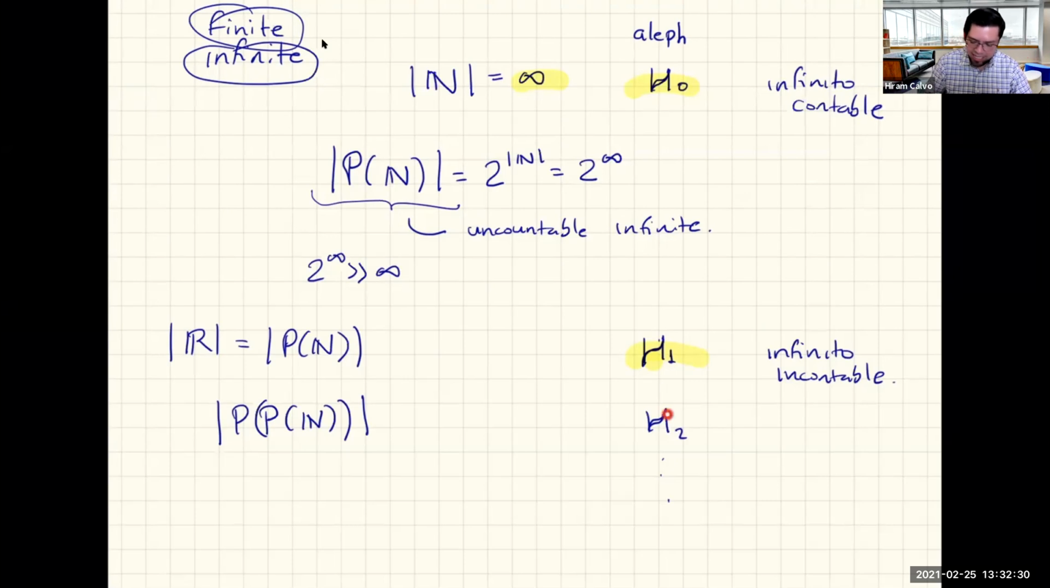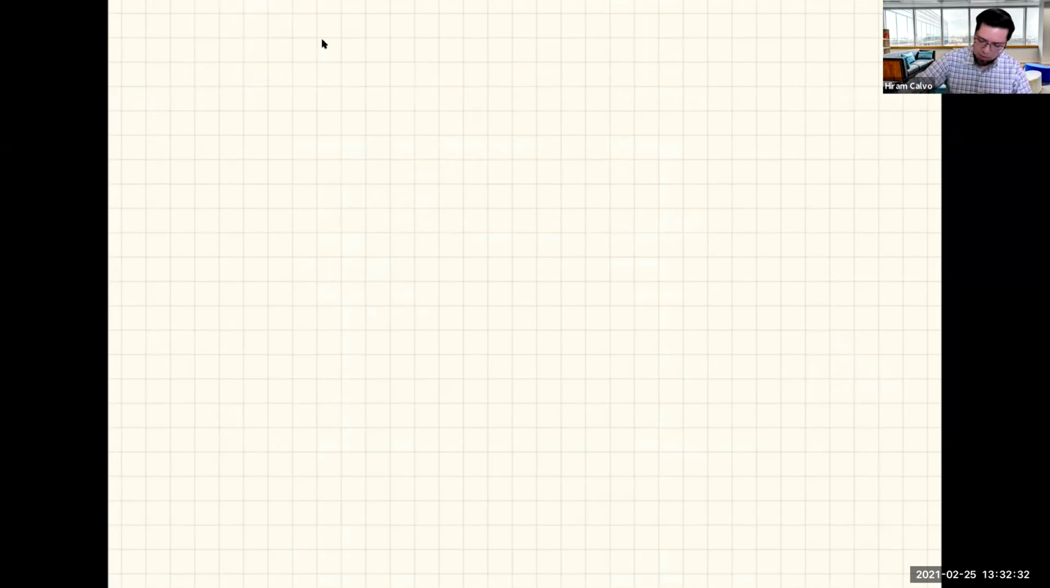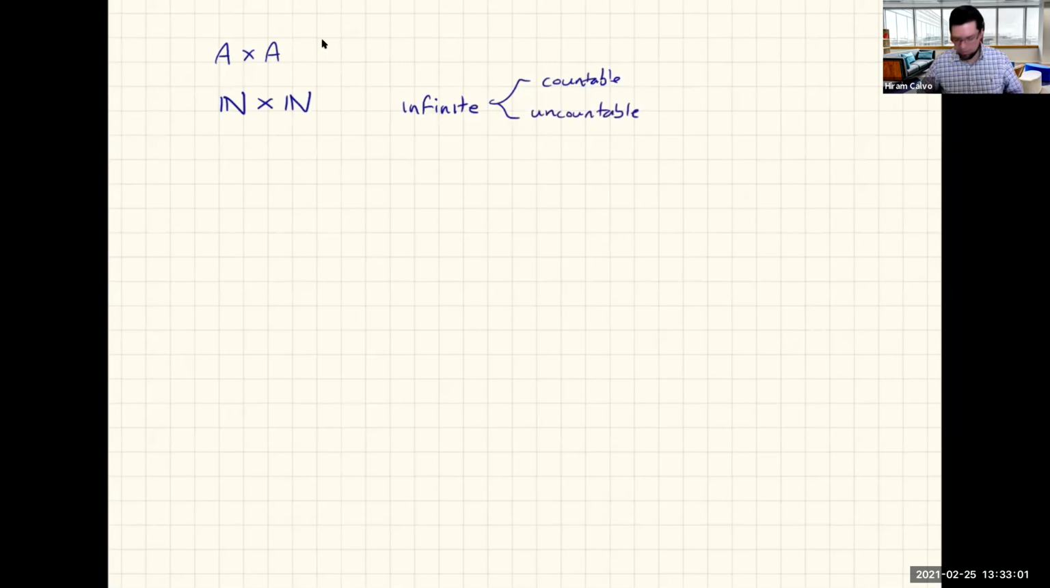So let's see what happens, for example, with A cross A, the Cartesian product of something like this. A cross A is not interesting, but what about N cross N? Do you think this is infinite? Well, this is infinite for sure, right? But is it countable or uncountable? What do you think? Feel your intuition.